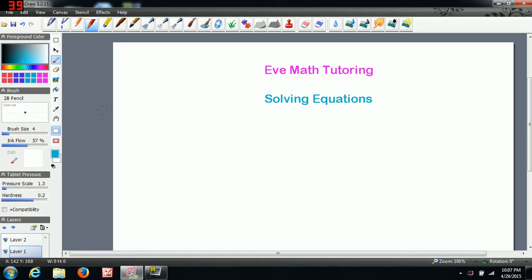Today's lesson is on solving equations. So we're going to start off with a simple example. Say you're given the example 3x equals 8 plus 2x, and you're asked to maybe solve for x.